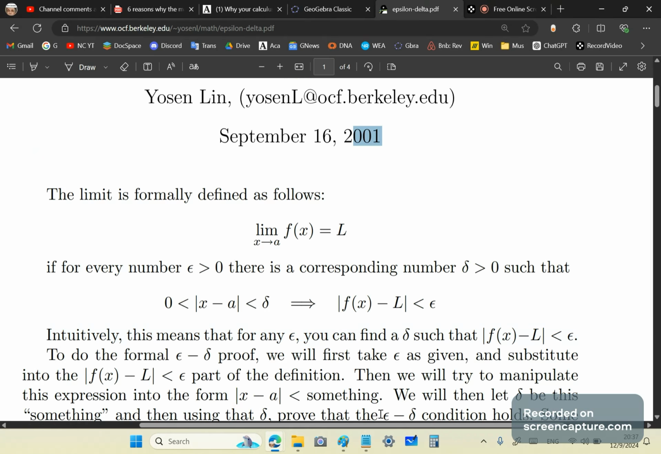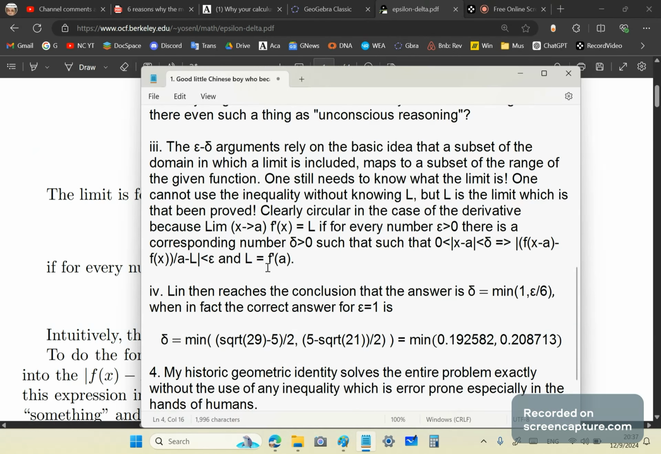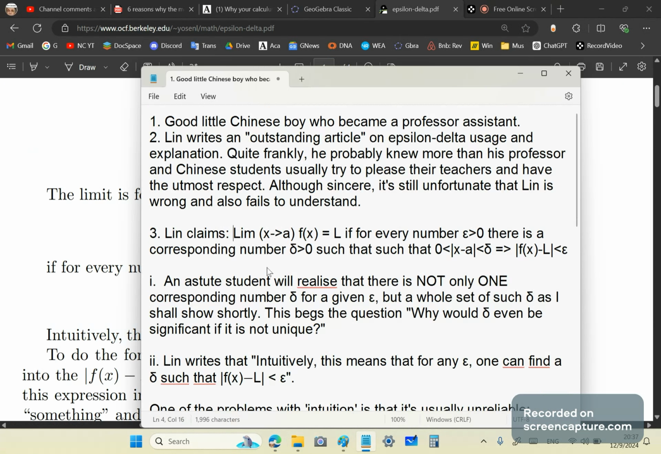So what one has to remember about Chinese students is that they tend to be very respectful, and I'm pretty sure that Lin knew more than his professor, but even though he tried to please his teachers and professors because he is respectful, he is still sincerely wrong. And it's a pity because he also fails to understand that what he has been taught is wrong to the very foundations.